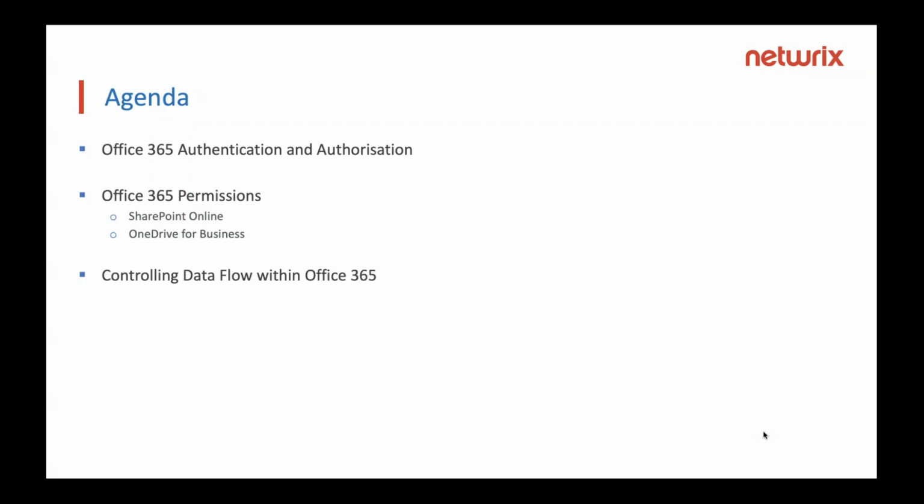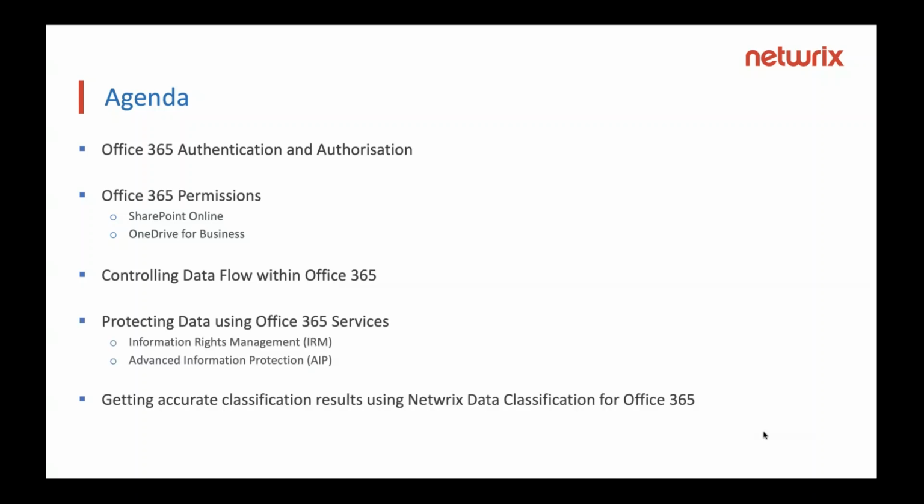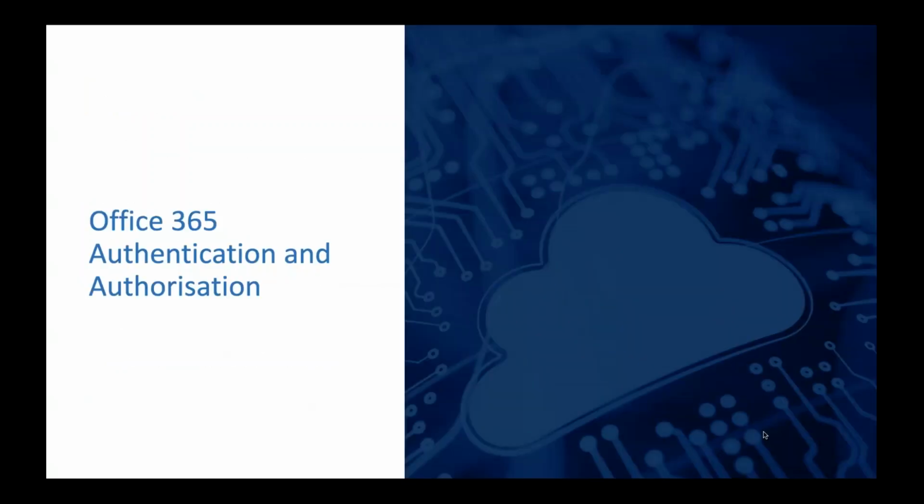We'll then talk about controlling data flow within Office 365, and what I mean by that is more to do with, maybe it's emails, maybe it's content or something else, but how does that flow through Office 365? We'll then talk about protecting data, specifically focusing on information rights management and AIP, and then we'll look at how we get accurate classification results with the Netwrix tool, which Bob will talk to us about. So first off, let's talk about 365 authentication and authorization.